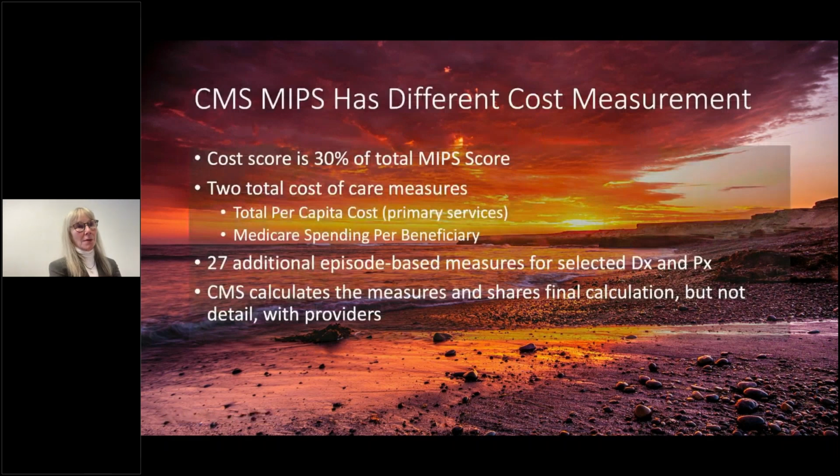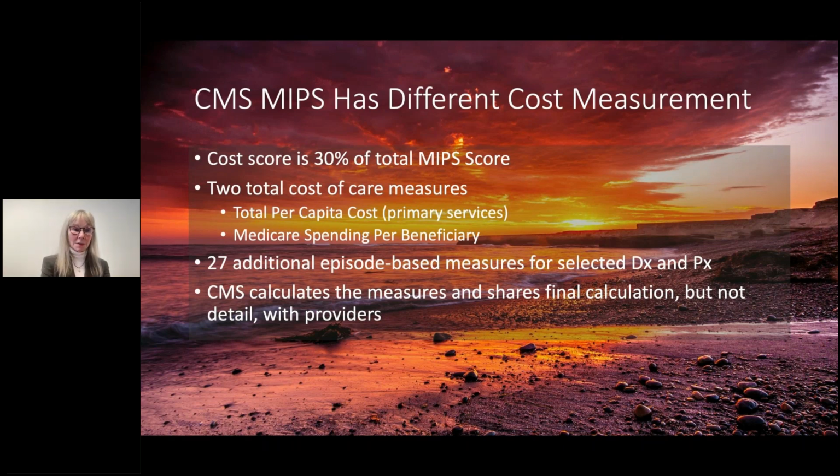So the CMS MIPS program, for those of you who have a background in that, has a totally different cost measurement than ACOs have. There's no general benchmarked expenditures. It's broken down by individual cost of care measures, and it comprises 30% of the total MIPS score, which is pretty hefty. And it is measured, as all things are measured, by the aggregate spending caps. But there are also 27 episode-based measures for selected diagnoses and procedures, which I think is important because this is CMS, and they are including this in the MIPS program, and every year there are more cost measures for diagnoses and procedures.